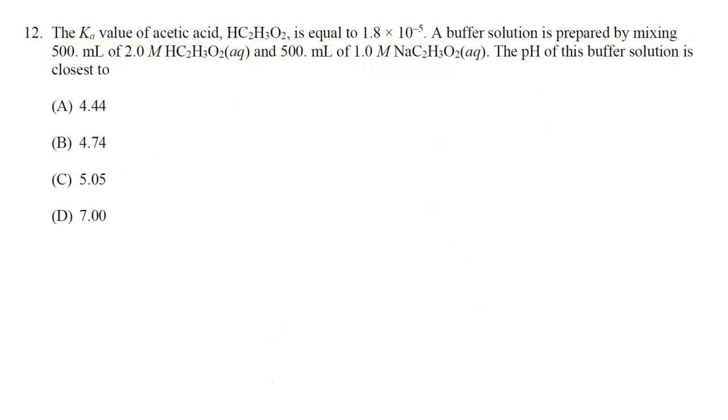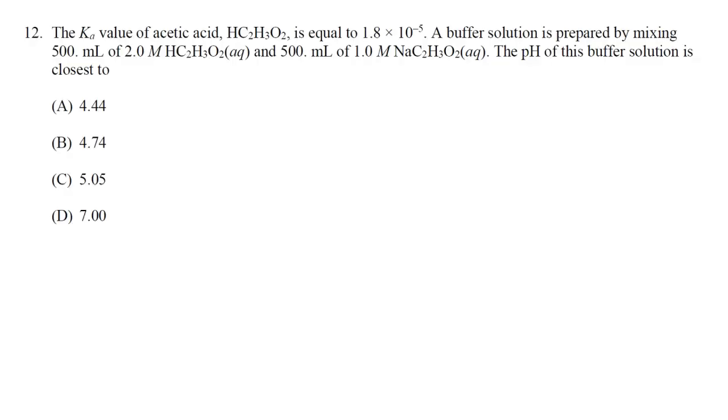All right, now let's take a look at question 12. Question 12 says the following. The Ka value of acetic acid, which has the formula HC2H3O2, that's a weak acid, is equal to 1.8 times 10 to the negative 5.